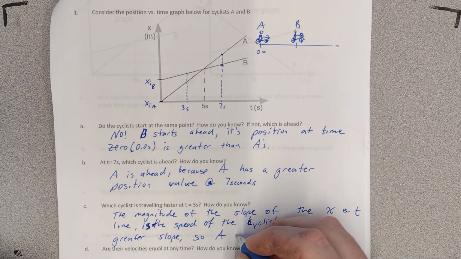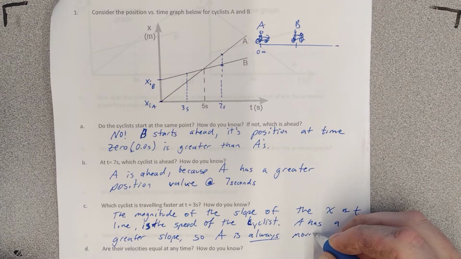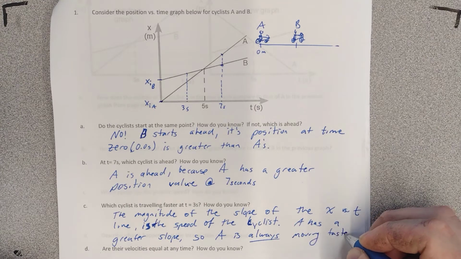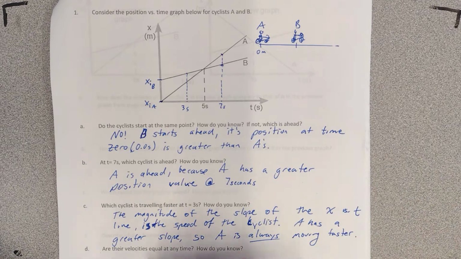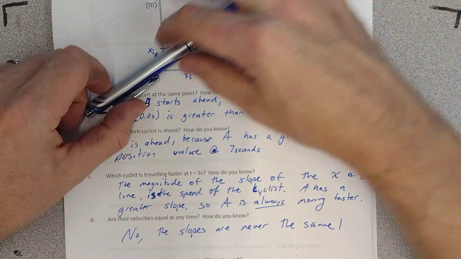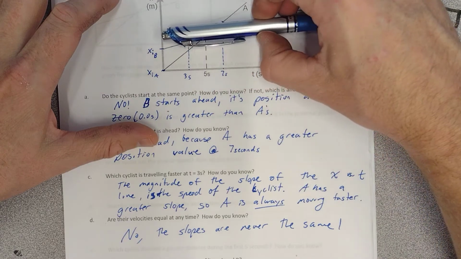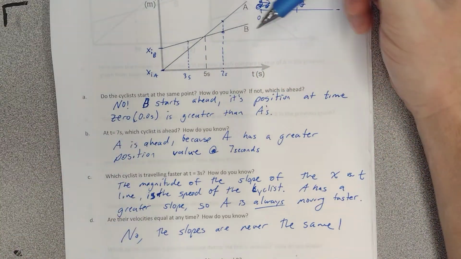So A is always moving faster. Are their velocities equal? No. The slopes are never the same. Remember, it's the slope of the line, right? A's slope is constant, fairly big. B's slope is constant, fairly low. So A always has a bigger velocity than B.